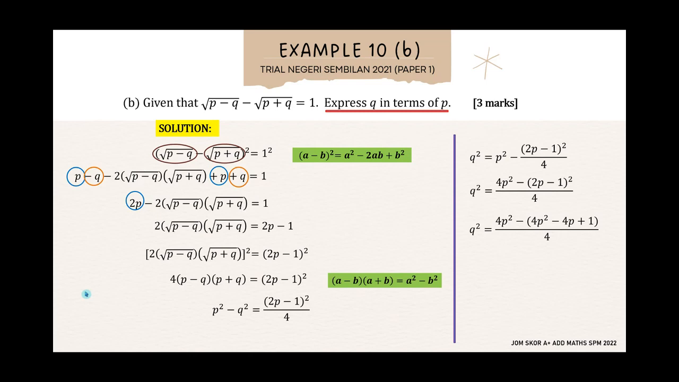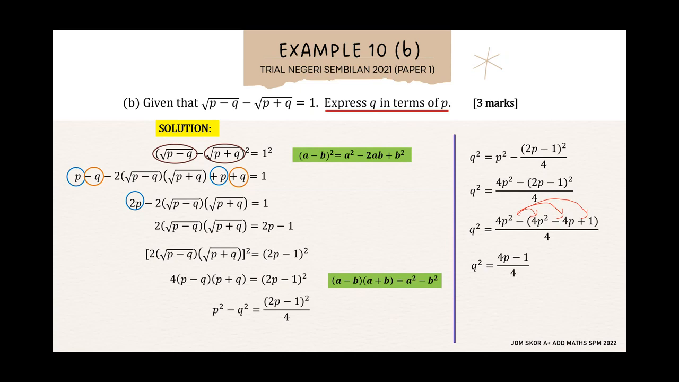Okay, yang ni kita darabkan satu. Darabkan dengan yang ni. Negatif, darab dengan negatif 4P, kita akan dapat positif 4P. Negatif, darab dengan 1, kita akan dapat negatif 1. Okay. Kita akan dapat Q square is equal to (4P minus 1) over 4.